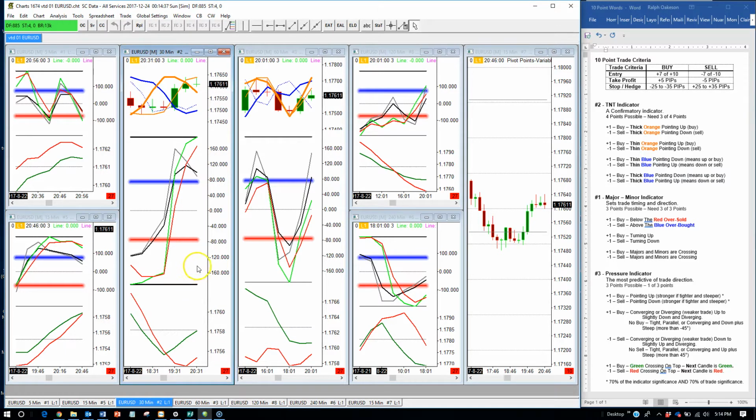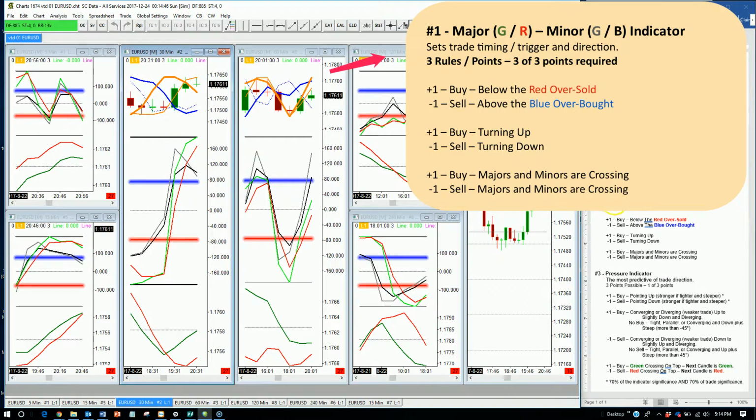Now, the first signal that we're going to be looking at is the major and minor, as indicated here, number one. It's going to tell us if we have a trade in the timing and direction. There are 3 rules we're going to be looking for, and we need all 3 to be present. If we're going to buy, we need to be in the red oversold region, so we need to be below the oversold line. Now we're above the overbought line in the overbought region, so we're going to be looking for a sell.